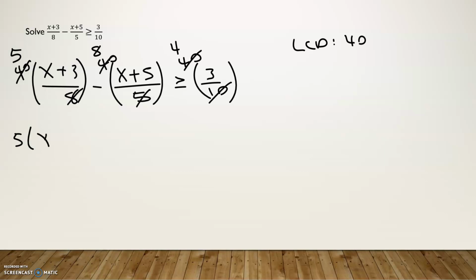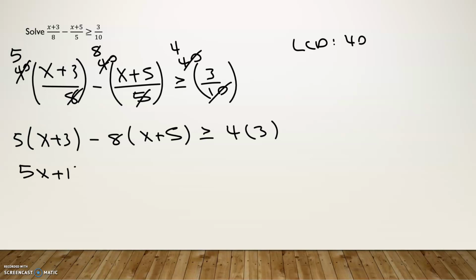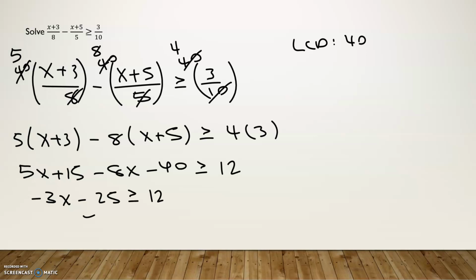So now I have 5 times x plus 3 minus 8 times x plus 5 greater than or equal to 4 times 3. Okay, distribute the 5. So 5x plus 15. Distribute that 8. Negative 8x minus 40 greater than or equal to 12. All right, combine your like terms. So 5x minus 8x is negative 3x. 15 minus 40 is negative 25, greater than or equal to 12. We're going to add 25 to both sides.